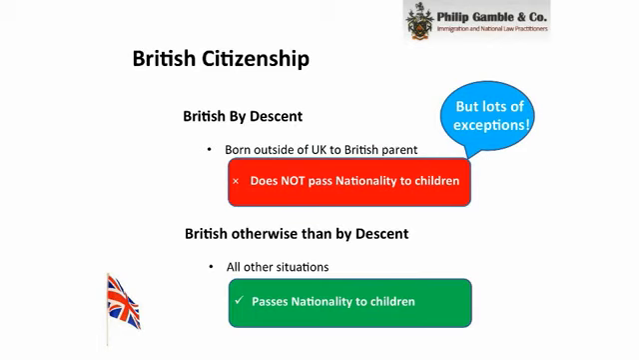Now, throughout this presentation, you'll hear reference to two phrases, one being British by descent and one being British otherwise than by descent. We use these terms to determine whether any given parent can pass British nationality to a child born overseas. Those that are British by descent generally can't pass that nationality to a further generation born overseas, and those that are British otherwise than by descent generally can.